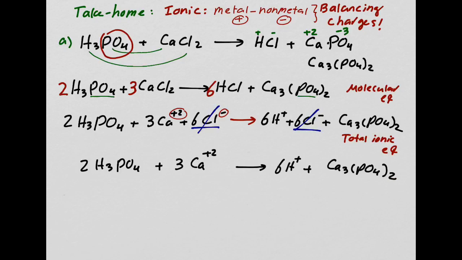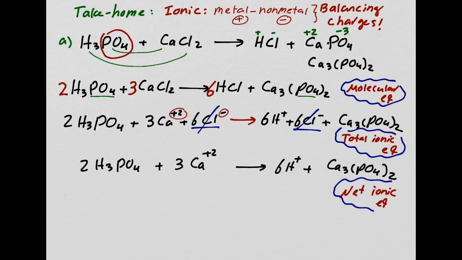And this is a net ionic equation. I said you don't have to worry about the phases until the net ionic equation. Once you get to the net ionic equation, then I do want you to put the phases in because that does matter. So I know this is AQ, because AQ means dissolved in water. I know this is AQ, right? And I know this is solid.